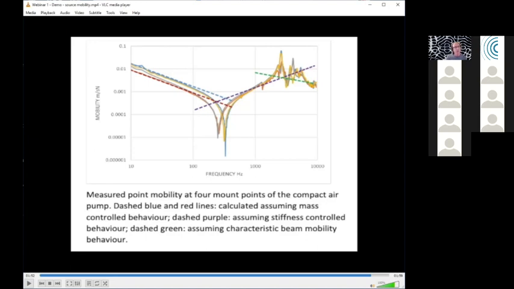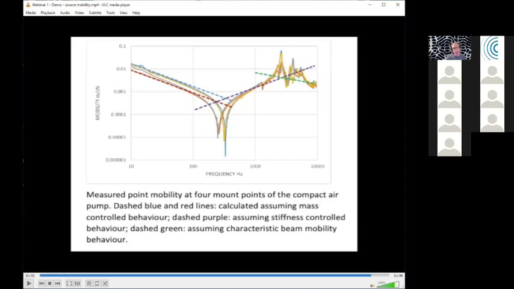And so you'll remember that there was one line of symmetry, but the 2 pairs of points you would expect each pair to be slightly different, because they're a different distance probably from the center of mass of that pump. So we have a mass controlled region down at low frequencies, but there's a slight separation between the curves because those fixing points are a different distance from the center of mass.